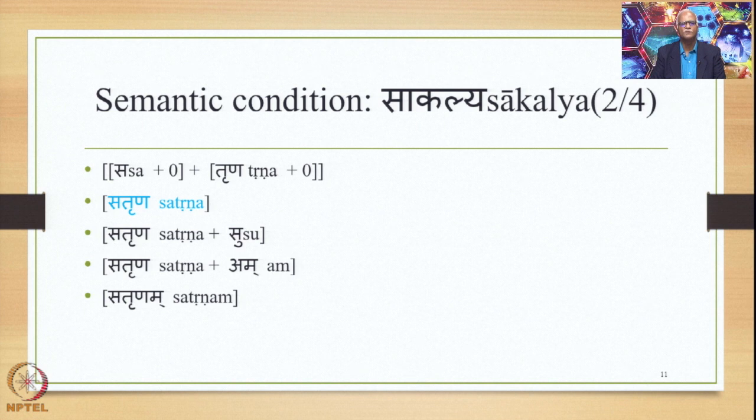Now when we use this in the sentence, we add the suffix su after it. So we have satrina plus su. Because the avyayibhava samasa satrina ends in short a, we apply the sutra navyayibhavad atomtva panchamyaha and substitute su by am. So we have satrina plus am. Then we apply the sandhi rules and we get satrunam. This is a subanta form.